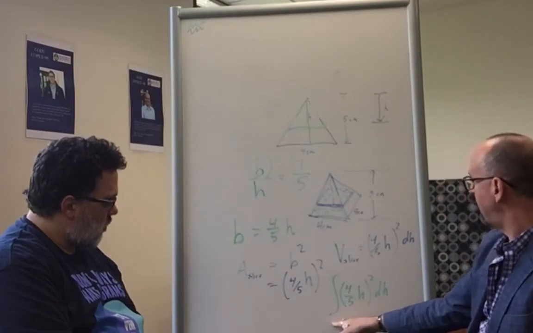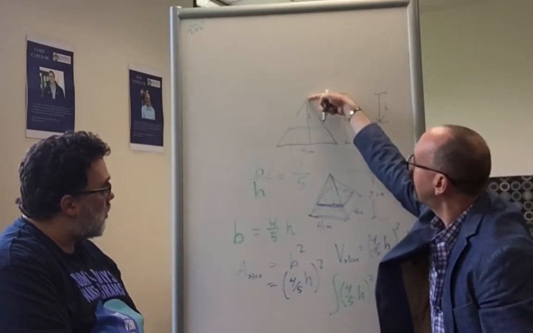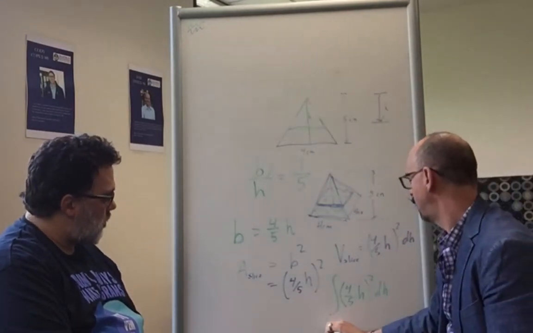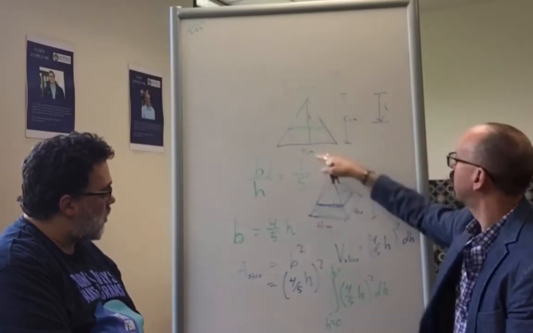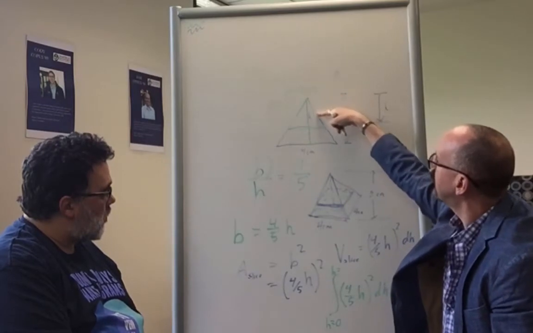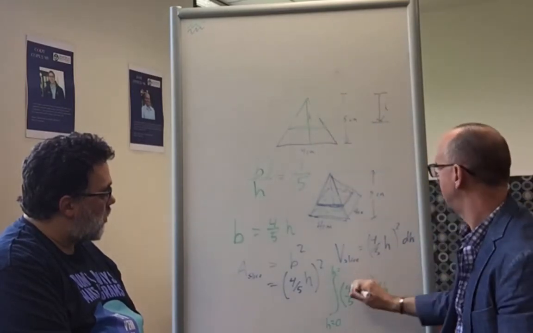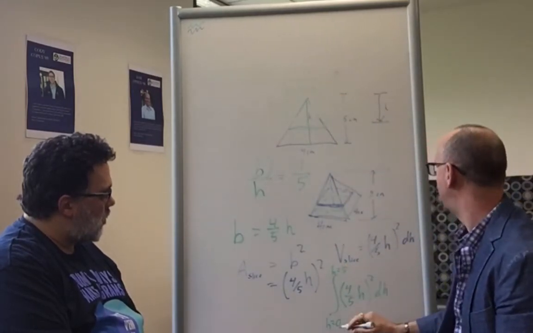and then we need to know where h goes from. So h at the tip is 0, and the largest value h can take is the entire height, so that's 5.